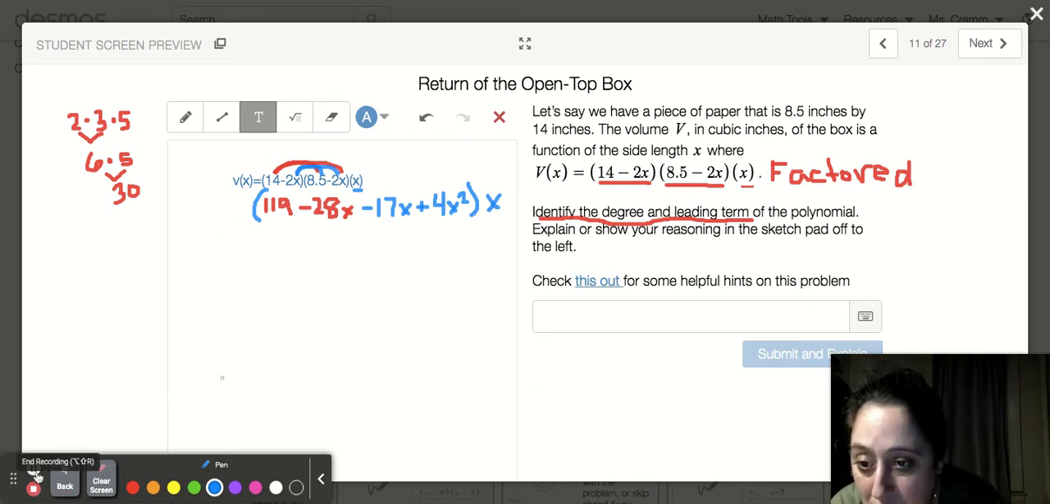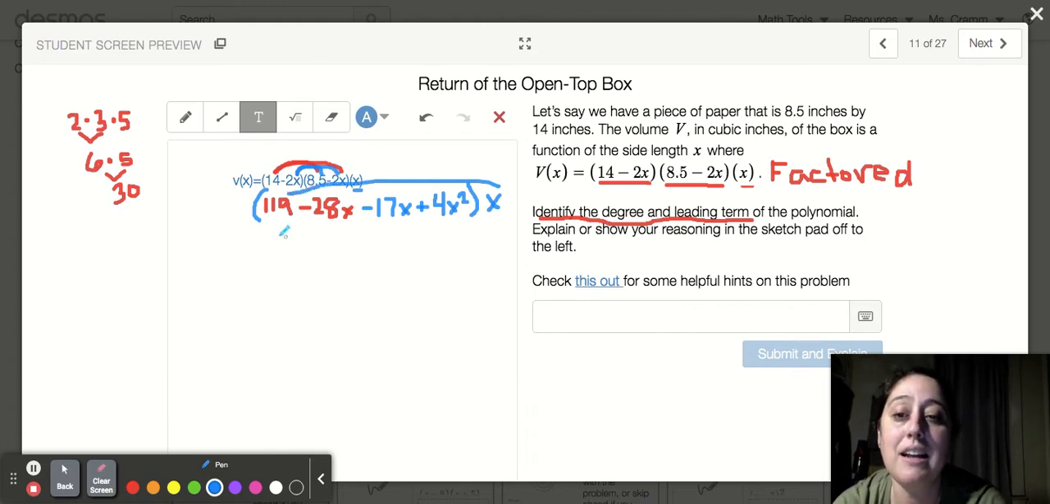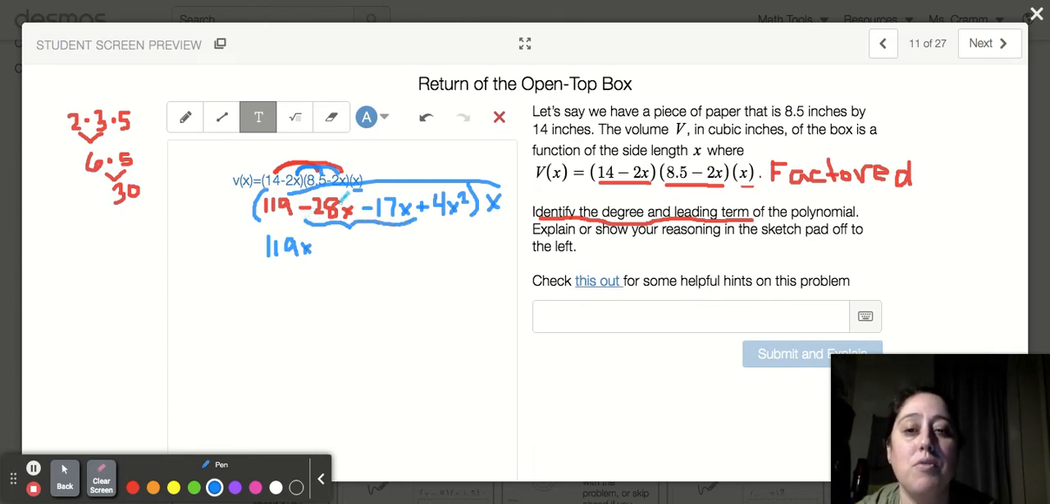Actually, maybe we won't do that, because I can't figure out how to do it, and so we're just going to go this way. But no, it wouldn't matter if you moved the x to the front. Same thing. So I'm going to do the distributive property again. x times 119 gives me 119x. I'm going to actually combine these. All right, so -28 minus 17.